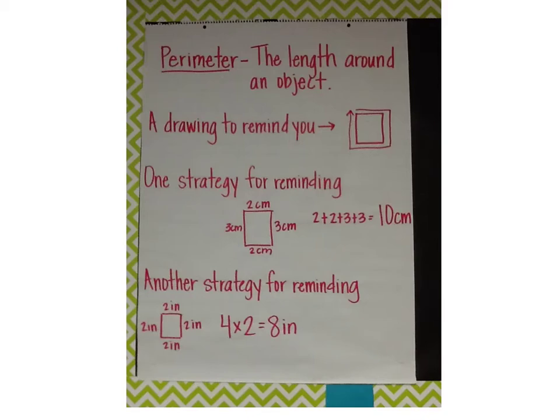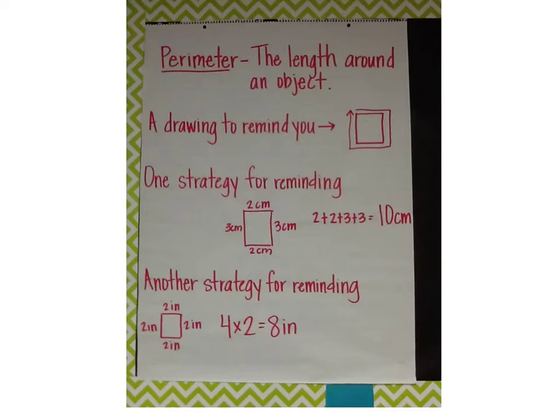Last week in class, we learned about the concept of perimeter. Perimeter's definition is the length around an object or shape. We have a drawing here to help remind you that you need to add all the sides when working around a shape. One strategy for solving for perimeter would be to add all of the sides with repeated addition.